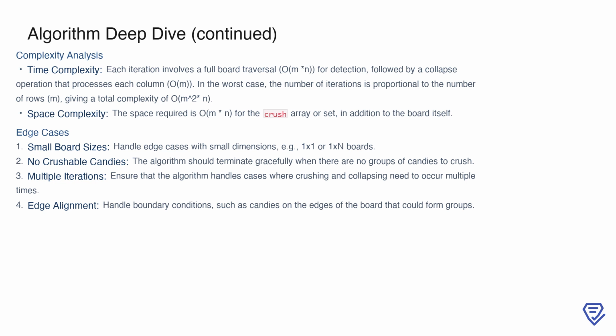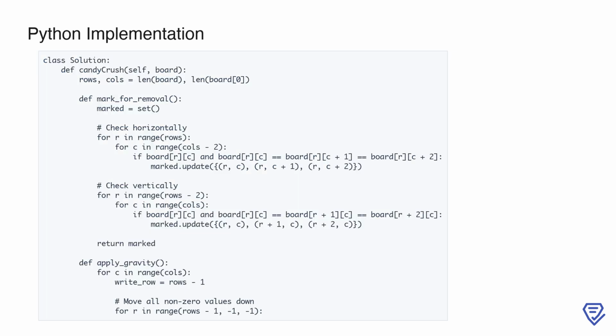Beyond performance, the algorithm also addresses several edge cases. For small board sizes, such as 1x1 or 1xn grids, the logic must handle these dimensions gracefully. If no candies are crushable, the algorithm should terminate cleanly without unnecessary processing. Handling multiple iterations ensures that even complex boards with repeated crushing and collapsing are processed correctly. Finally, special attention is given to boundary conditions, ensuring that candies on the edges of the board are checked for potential groups to crush.